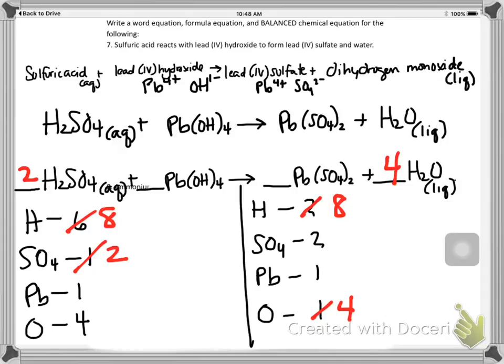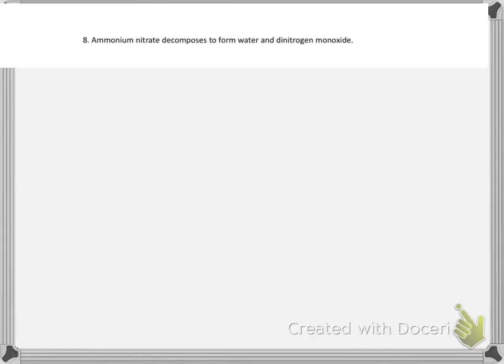So my final balanced chemical equation is 2 H2SO4 aqueous plus 1 Pb(OH)4 yields 1 Pb(SO4)2 plus 4 H2O. Alright, next. Okay, we're given ammonium nitrate decomposes to form water and dinitrogen monoxide.